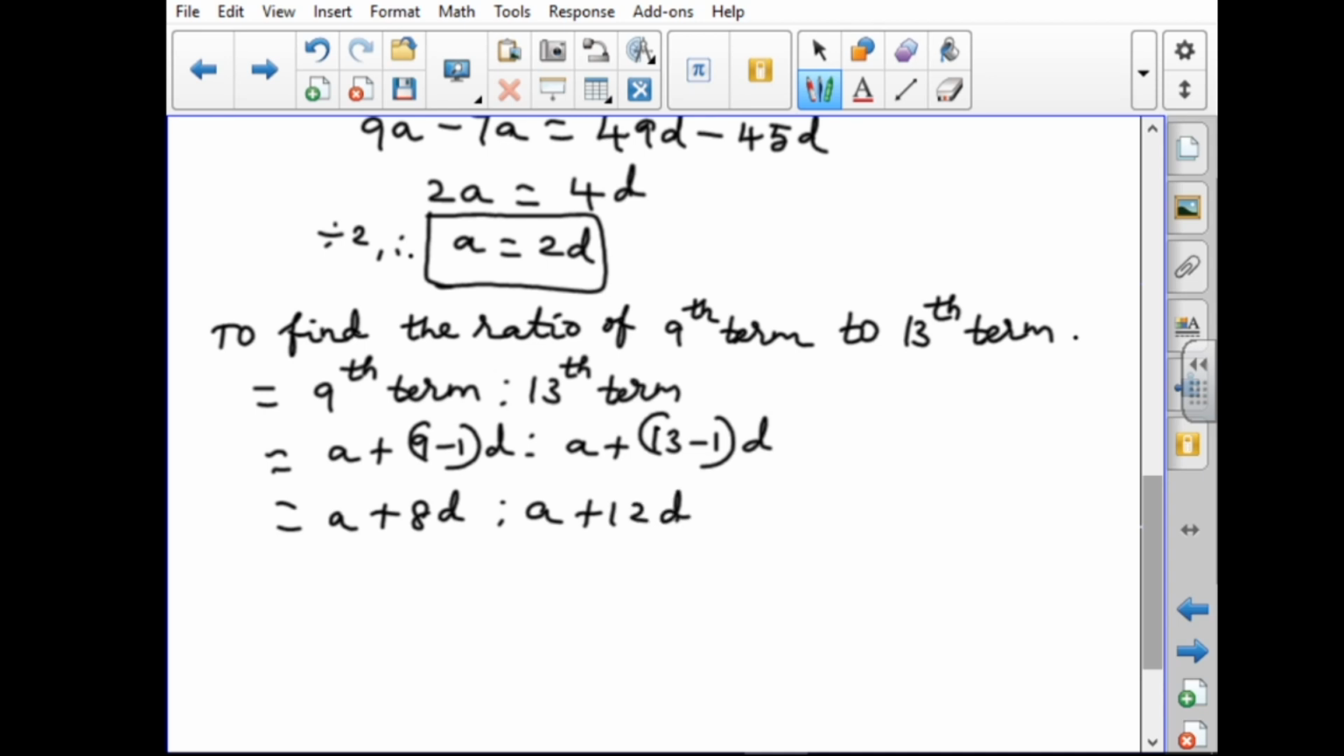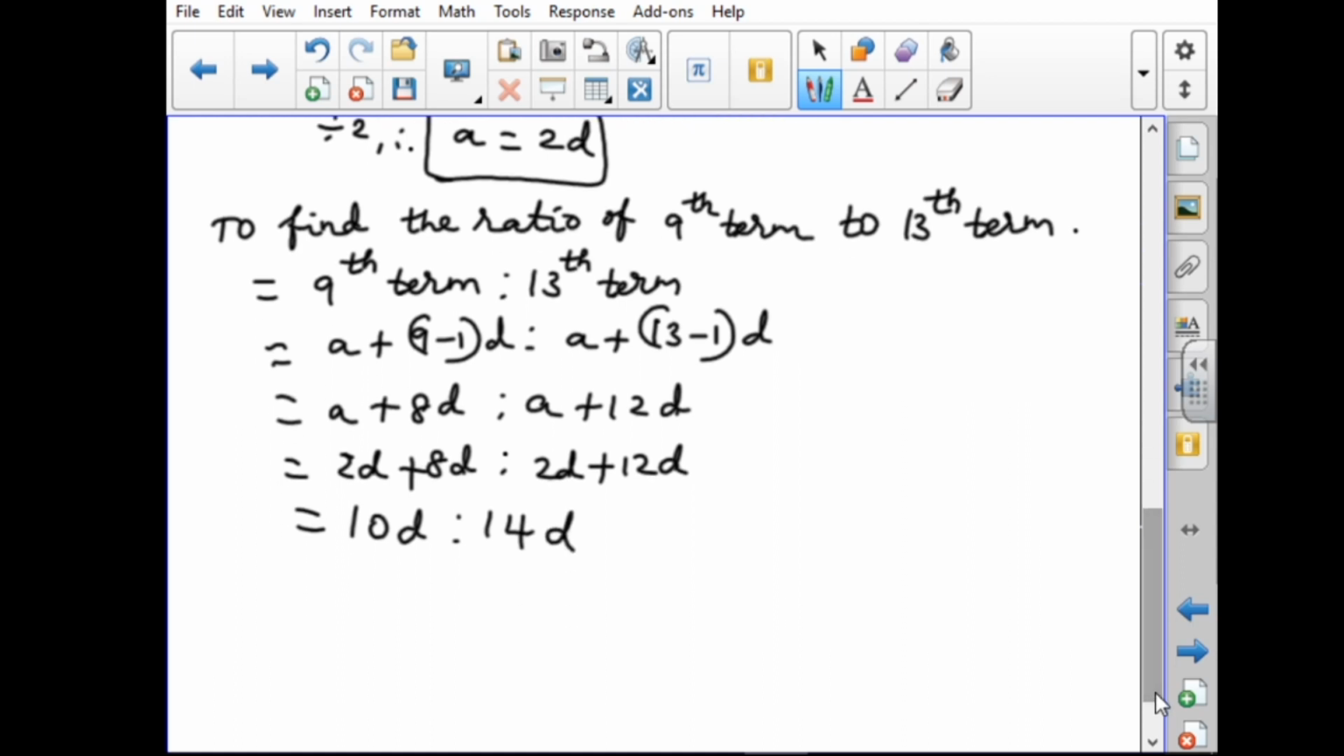We know the value of A, so we have to substitute the value of A. A is 2D. So 2D plus 8D is to here also 2D plus 12D. We have to add, this means 10D is to here 14D. We have to divide these two numbers: 5 2s are 10, 7 2s are 14. D will be cancelled. So we get the ratio 5 is to 7.